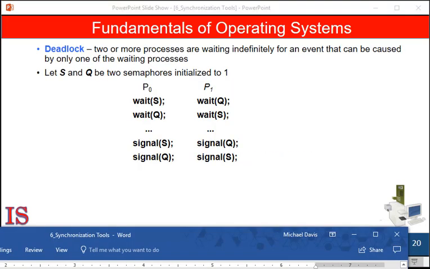The implementation of a semaphore with a waiting queue may result in a situation where two or more processes are waiting indefinitely for an event that can be caused only by one of the waiting processes. The event in question is the execution of a signal operation. When such a state is reached, these processes are said to be deadlocked.